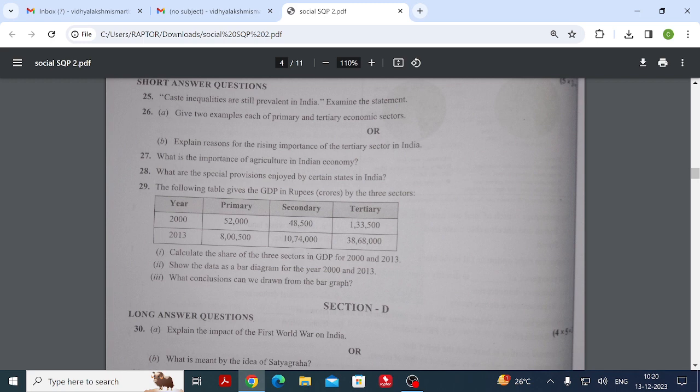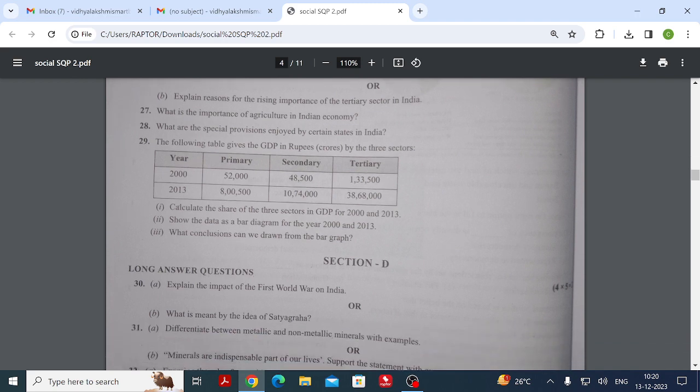Now, what is the importance of agriculture in the Indian economy? That is a nice story, the backbone of India. You can write about employment and GDP with respect to agriculture. You can draw the graph. Two-thirds of the Indian people are still engaged in agricultural activity.